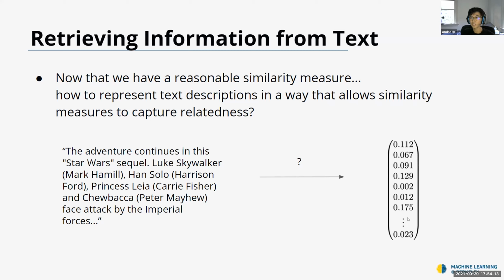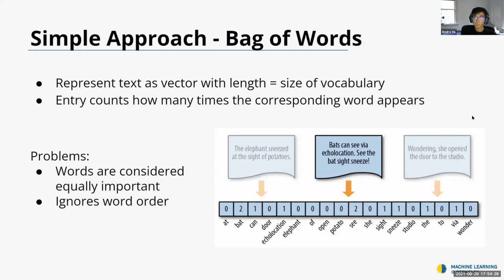Yeah, and the other property that you want with this quantified representation is that you want similarity measures to work on this. So basically, text passages that mean similar things should have similar vector representations. Now, the most simple approach here is what's called a bag of words, where you have a vector and you basically assign a word to each entry.